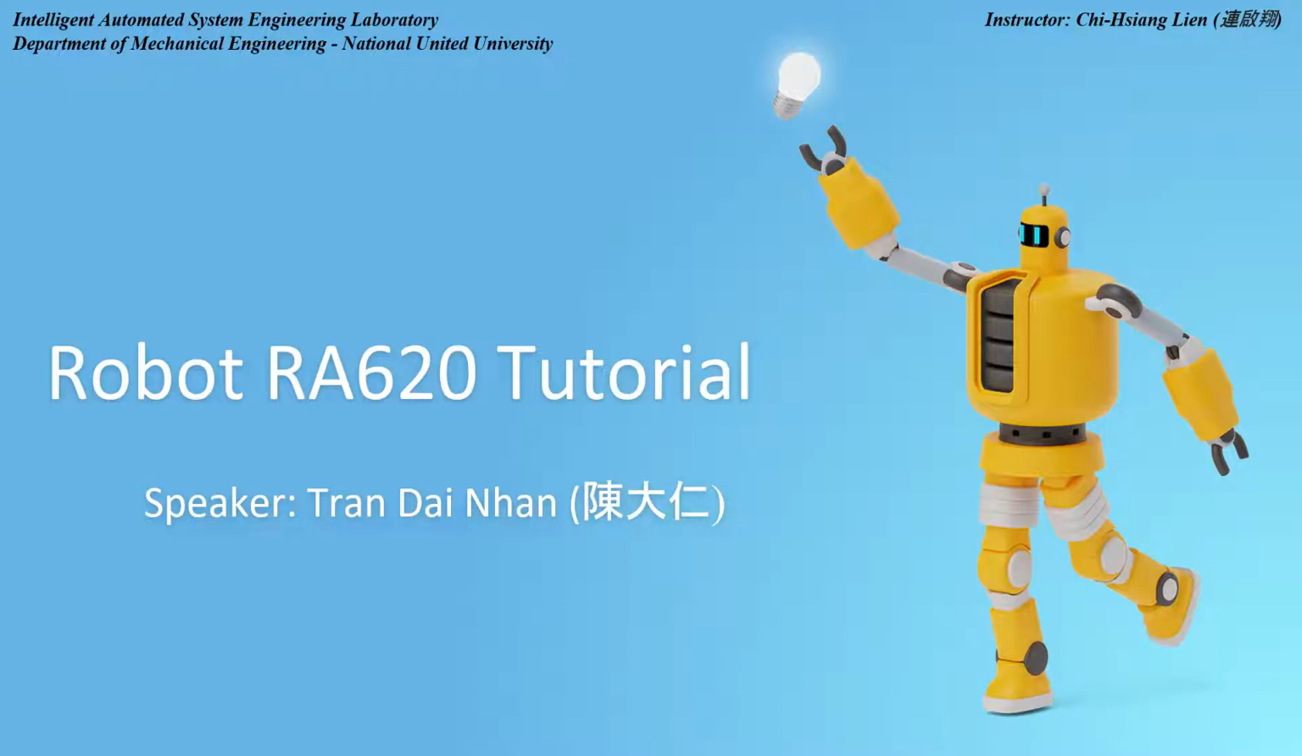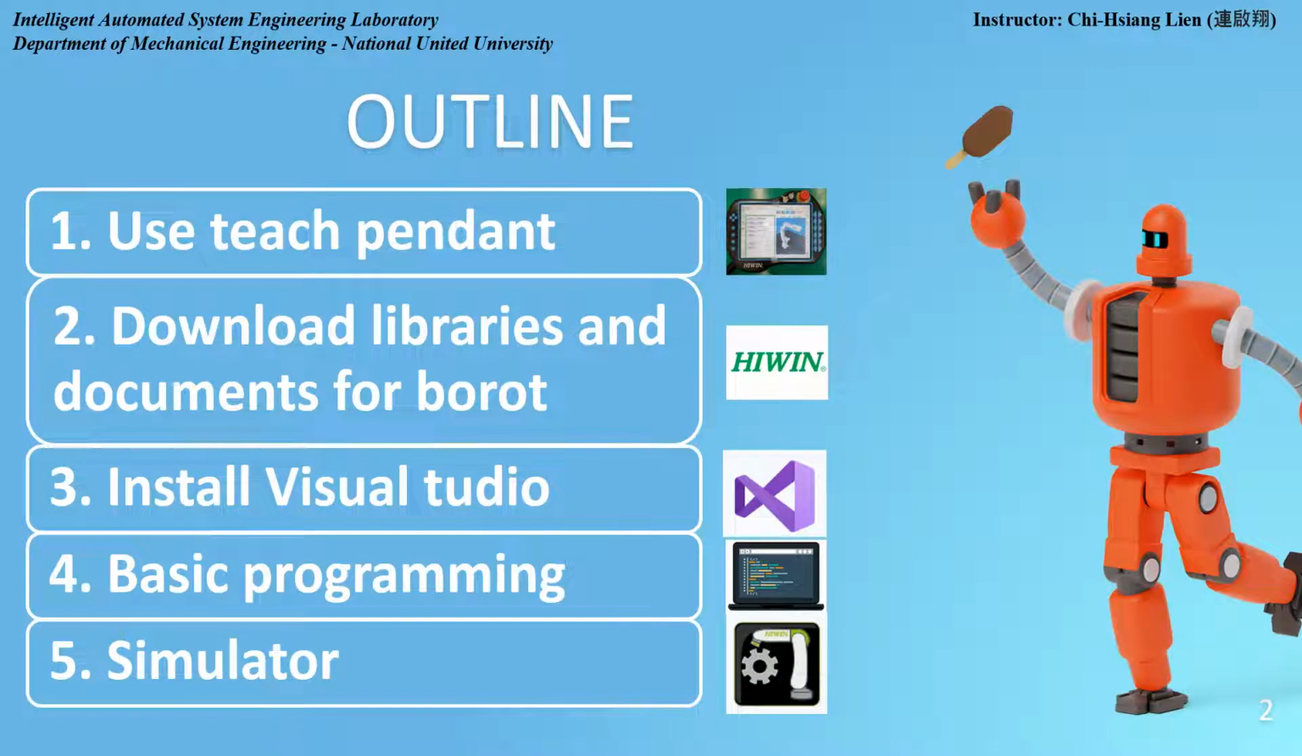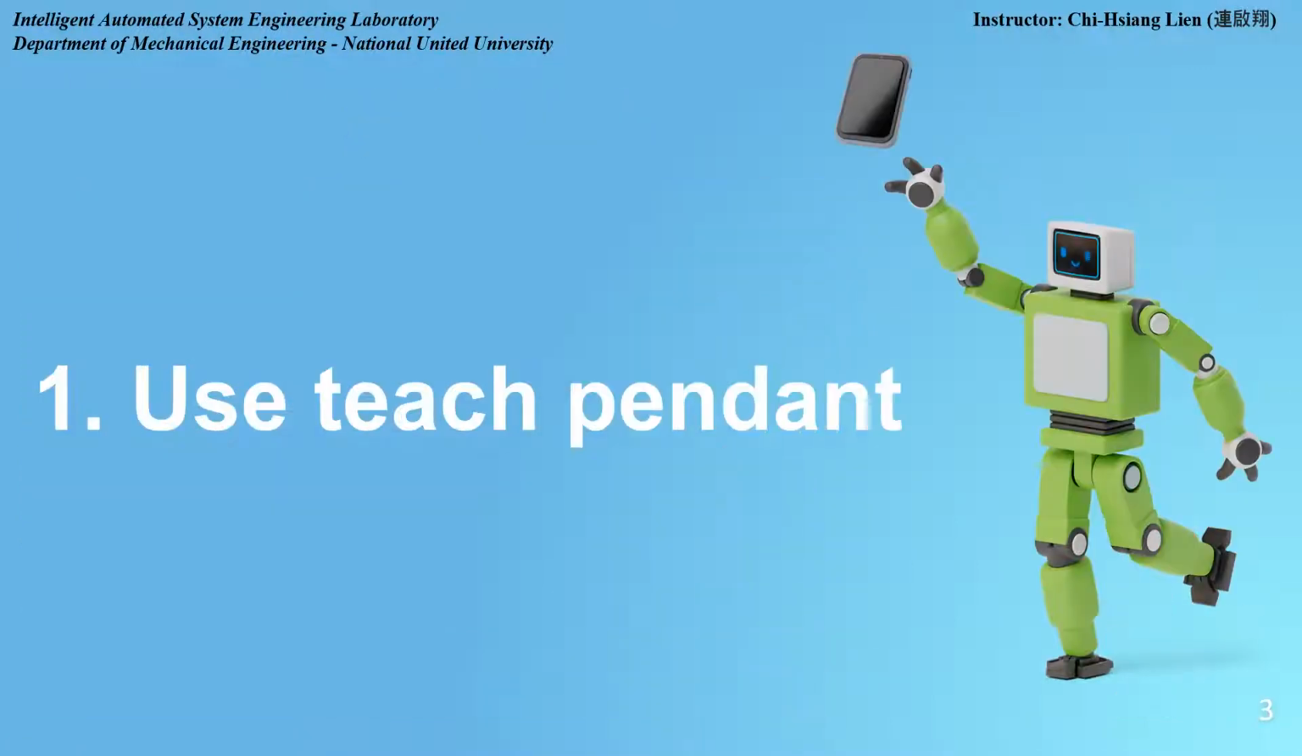The first, I want to talk about the outline. We have 5 parts. The first is use text pendant. The second is download libraries and documents for the robot. And the third is install Visual Studio, the fourth is basic programming, and finally the simulator. So let's get started. The first, use the text pendant.